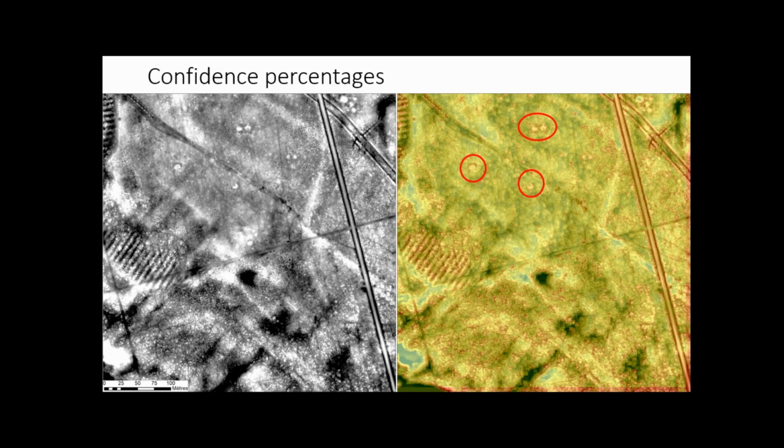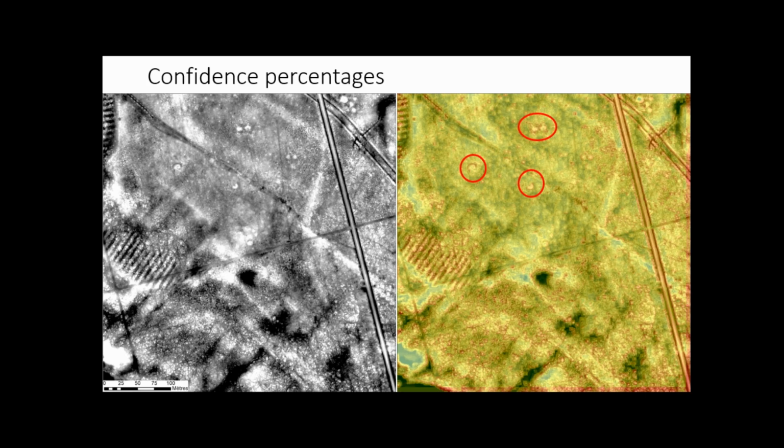But if we show it as a probability matrix map, we have some interesting results. Here you have the probability percentages stretched from red to yellow, which means that red is where the software thinks there is a structure, and yellow means it thinks there is none. Of course, this is still not working how we would like it. We would like to have big red dots right on our charcoal kilns.